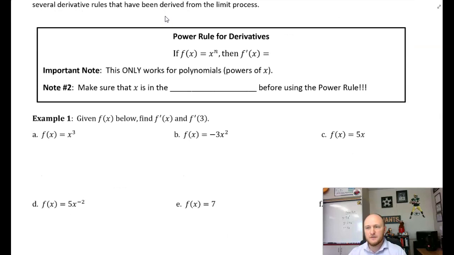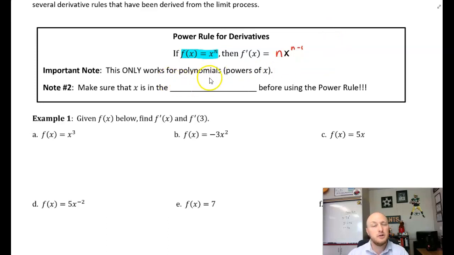The first one on deck for you guys is called the power rule, and it has to do with powers. So here we're going to define a function. If f of x is equal to x to the power of n, then f prime of x is equal to n times x to the power of n minus 1. I multiply by the power and I subtract 1 from the power. That is the power rule, and it's very, very simple and very, very straightforward.